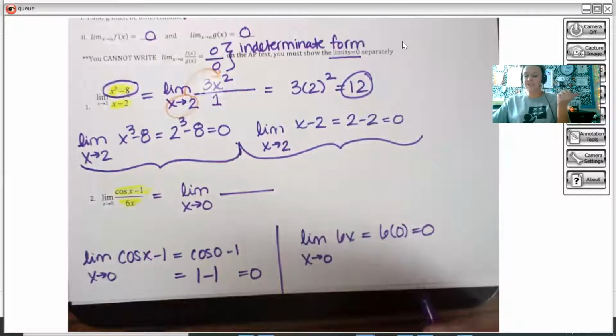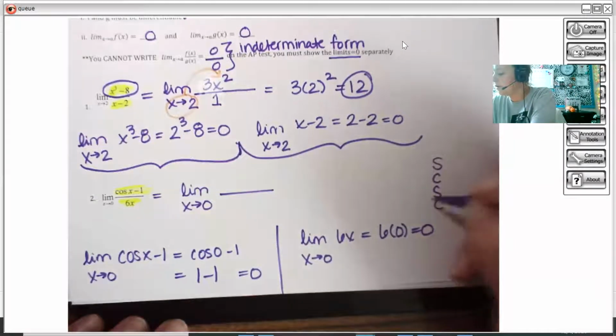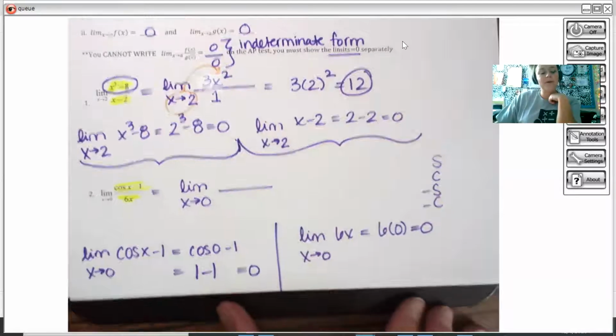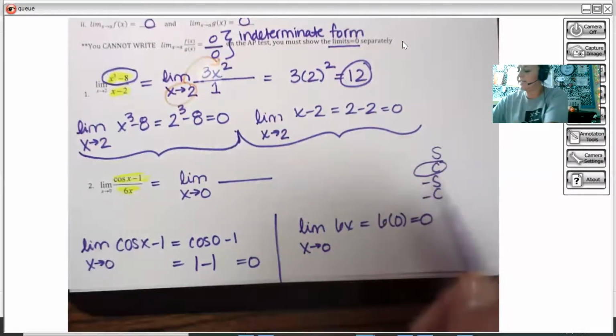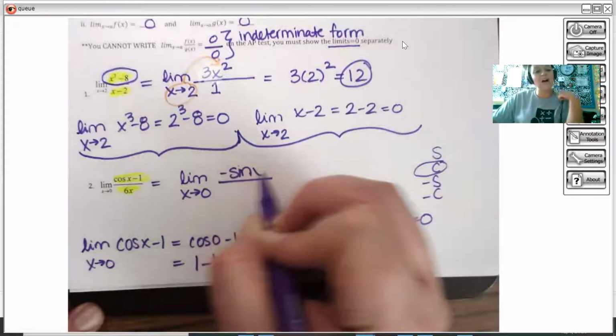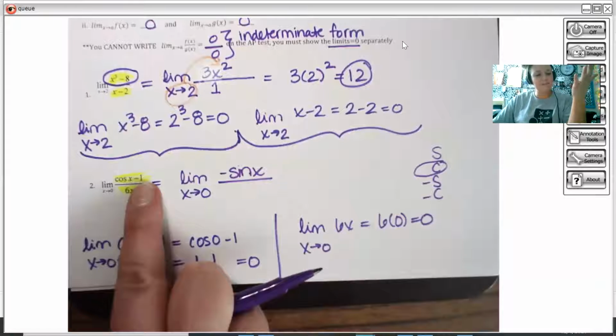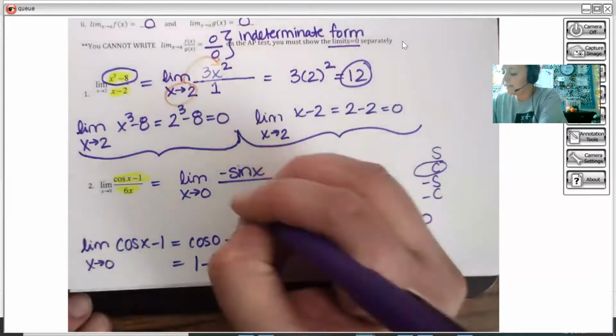My top function is cosine x. So snow cone, snow cone. I'm going down the list from cosine. So cosine is here, derivative is going to be negative sine x. And then 1 is a constant, and the derivative of minus 1 is going to give me 0. So that means I'm just going to leave it as negative sine x on the top. Derivative on the bottom: my 6x is just going to be a 6.